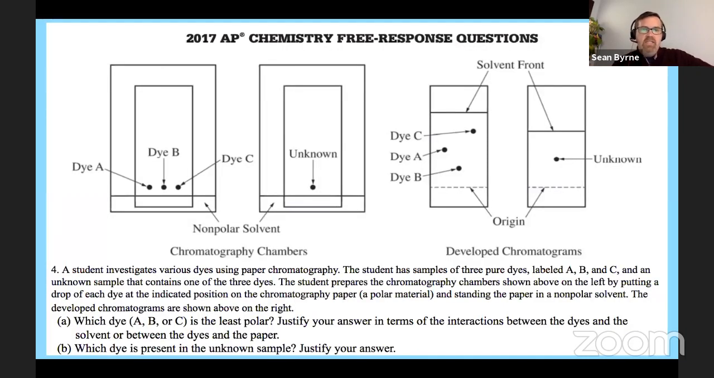We were looking at a free response question from 2017 on paper chromatography. We had 3 pure dyes. Since this test was in pencil and paper, of course, we didn't have colors here. So you may want to go back and review the version of this that I gave you yesterday where we had 3 different colors.